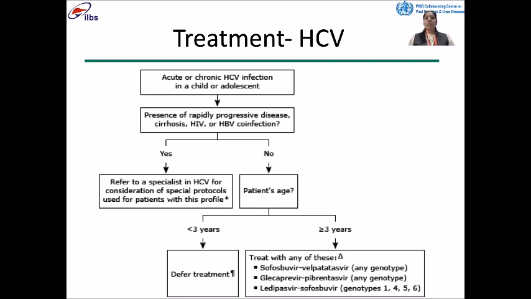If the child is more than 3 years, then we can treat with the drugs given in the slide, such as sofosbuvir and velpatasvir. There are various types of drugs given here, based on the genotype. Here they have given genotypes like 1, 4, 5, and 6. Based on the genotype of that particular virus, the particular drug will be administered to the patient to relieve the infection.